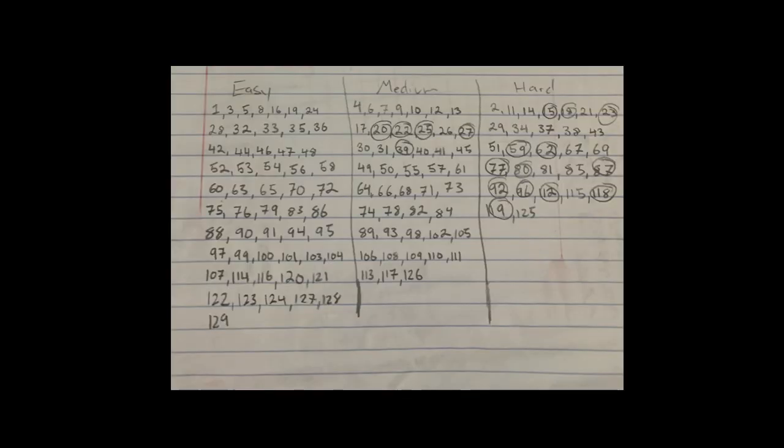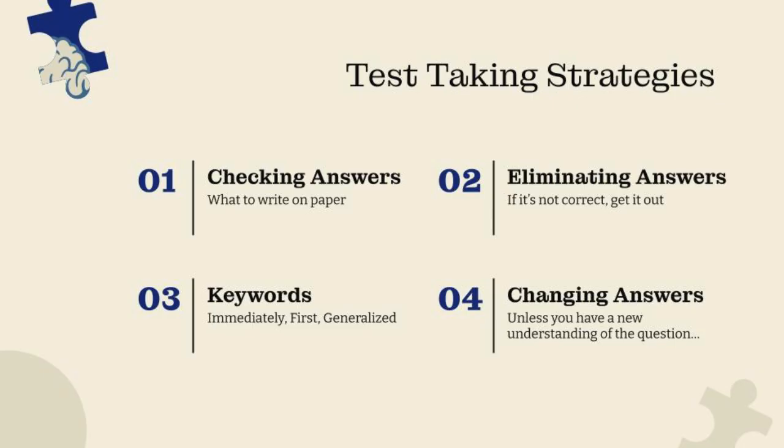Okay, number 3, looking for keywords. This is huge. You want to understand what they're asking in the question, right? And so one way to do that is to look for keywords. Usually you have things like immediately, first, generalized, and those are clues to help you understand what answer they're looking for.